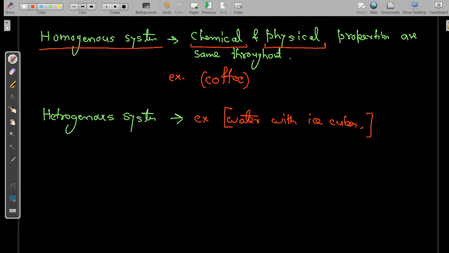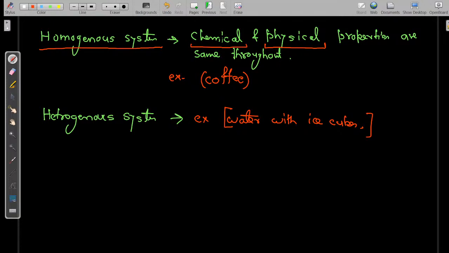And why? See, chemical composition is same. Water, whether it is in liquid phase or it is in solid phase, chemical composition will be same, but the physical properties of liquid water and solid water will be different. Okay, that's why this is an example of heterogeneous system.